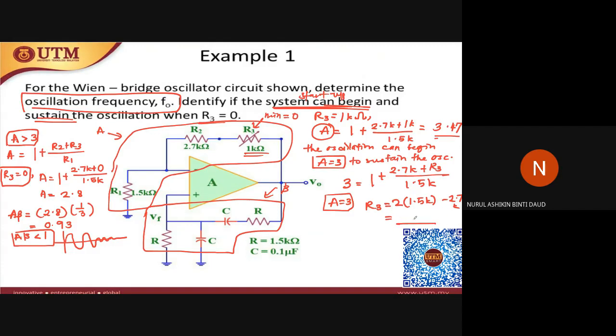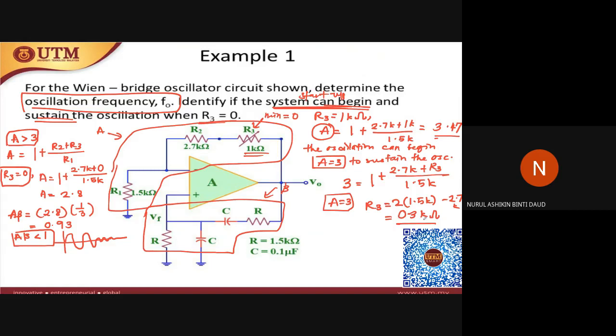All right, so what is the value? 3 minus 2.7. Oh yeah, so simple. So 0.3, yeah, 0.3 kilo ohm. Okay, so the minimum value for the potentiometer in order to make sure that the oscillation sustains should be 0.3 kilo ohm.